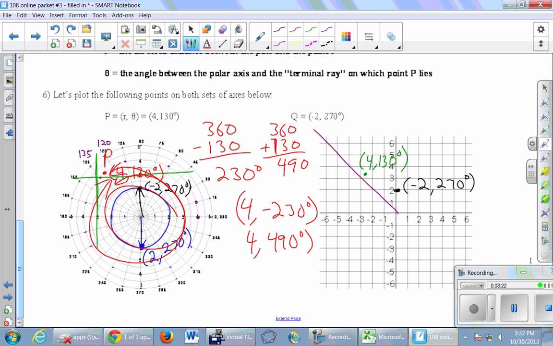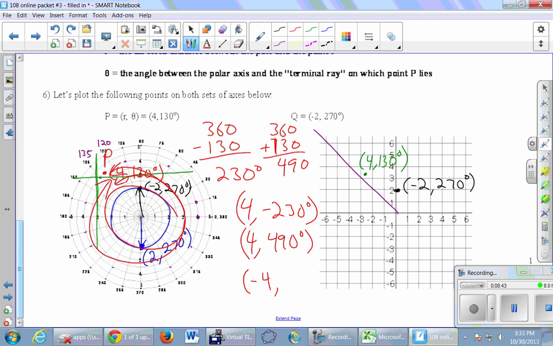In fact, how many different ways are there to describe this point? Well, there's infinitely many. You could zip around as many times as you want to. And in fact, there's a whole other infinite family of ways to describe this point where you would start with a negative 4. So what kind of an angle would work for a negative 4 here? Well, let's see.